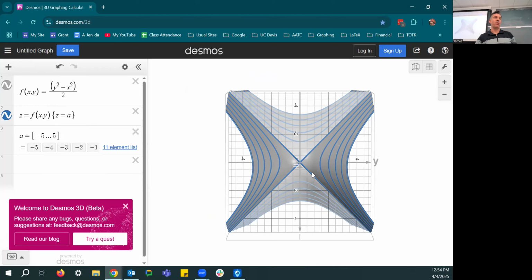In fact, if we drew the plane, give me a nice color here. Why would you pick that color? I don't know what the process is for how Desmos chooses a color for you.